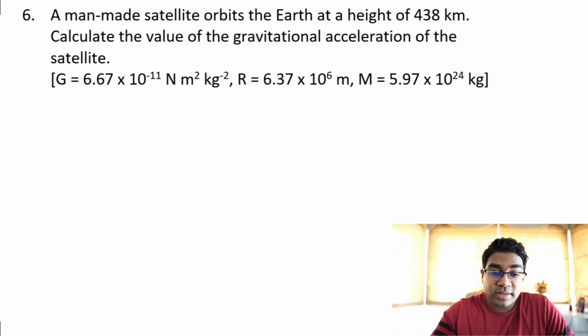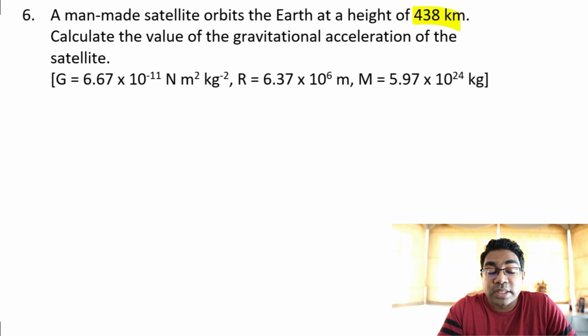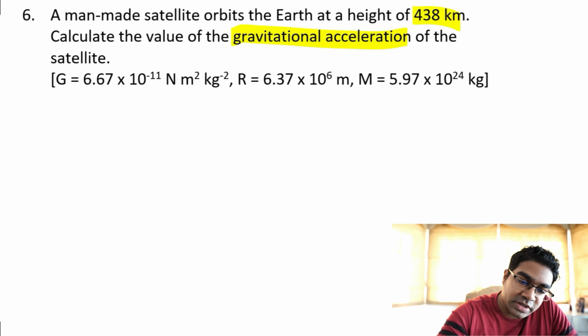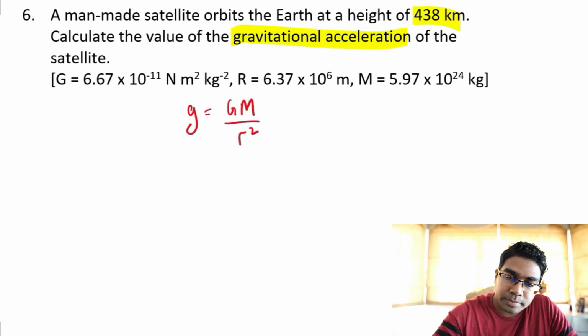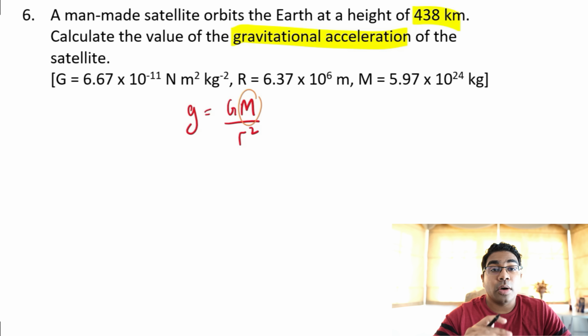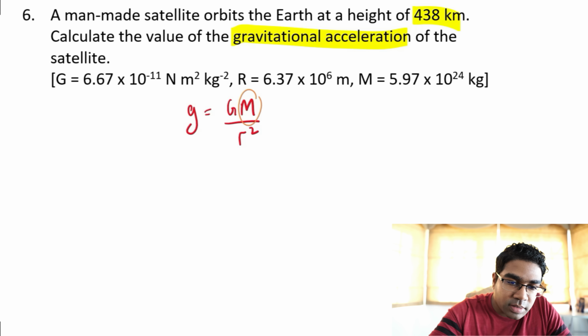6. A man-made satellite orbits the Earth at a height of 438 kilometers. Calculate the value of the gravitational acceleration of the satellite. So here the formula for gravitational acceleration g is equals to GM over r squared. So now the question is, what is this m? This is the mass of the object that is exerting the gravitational force that causes the gravitational acceleration. So it is not the mass of the satellite.